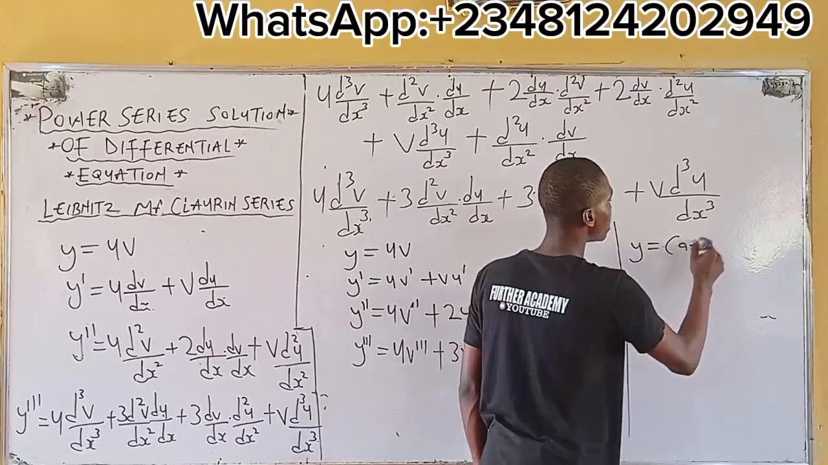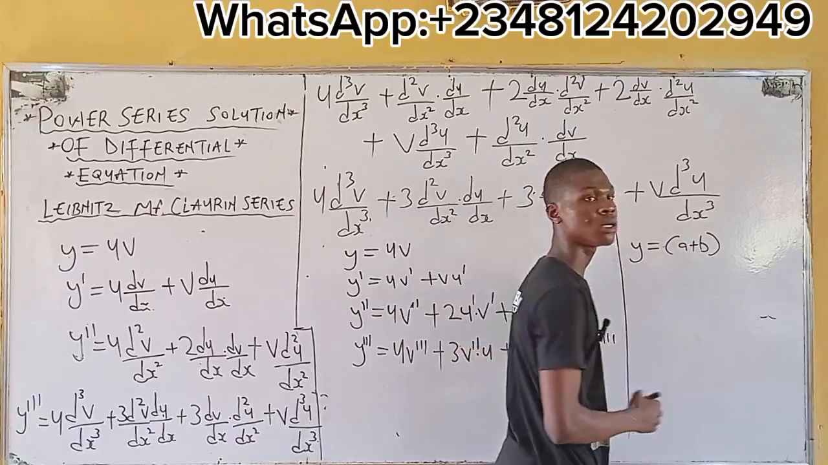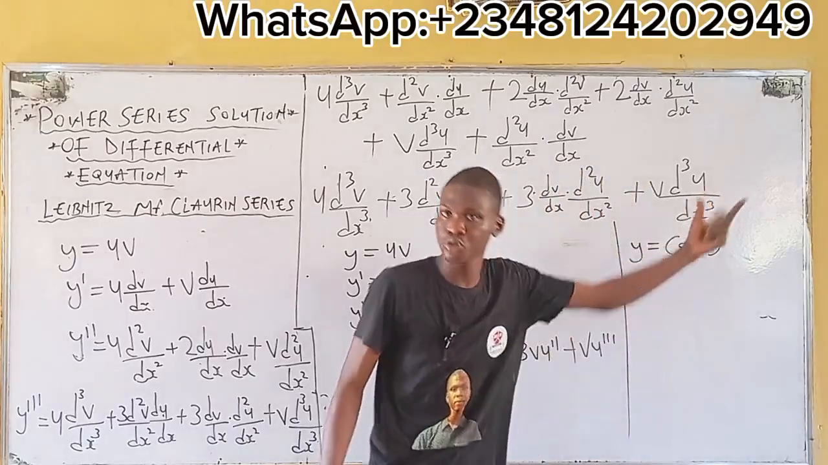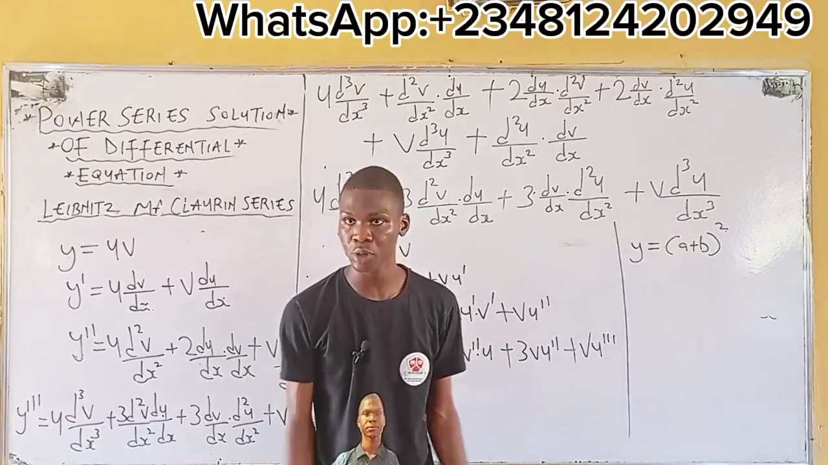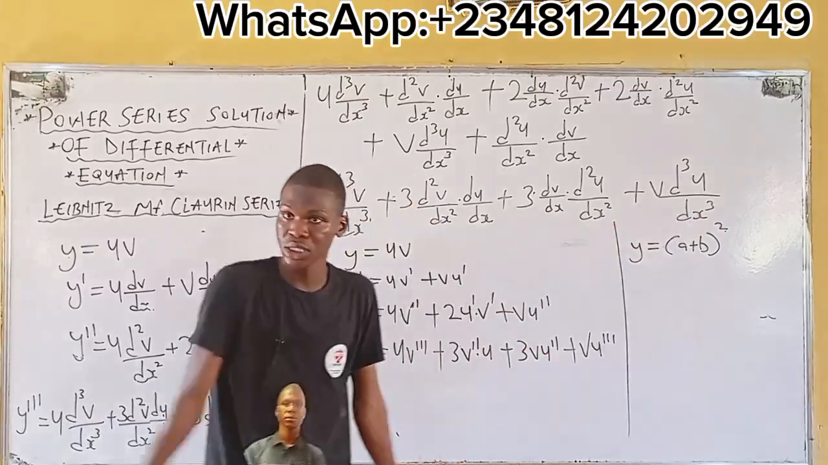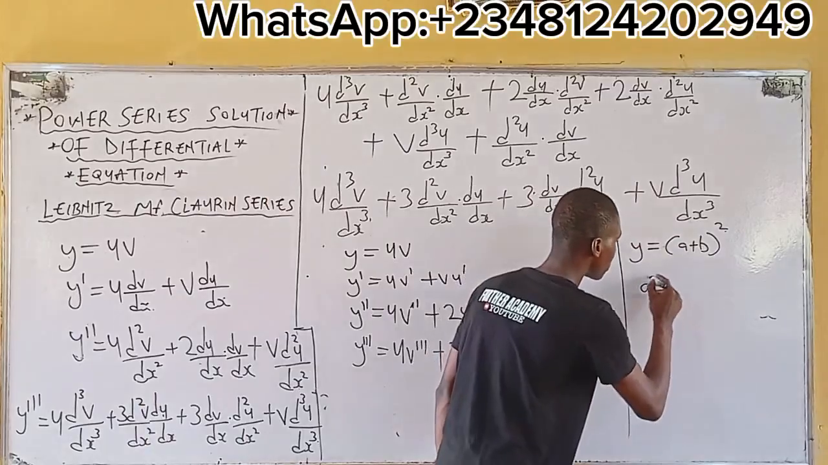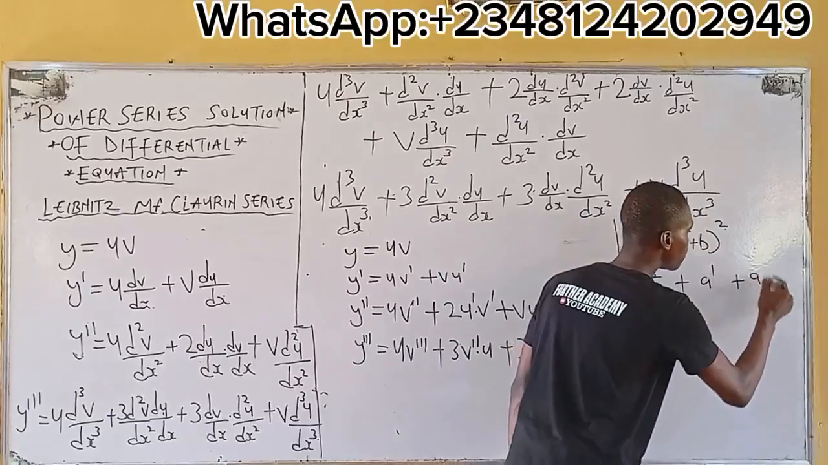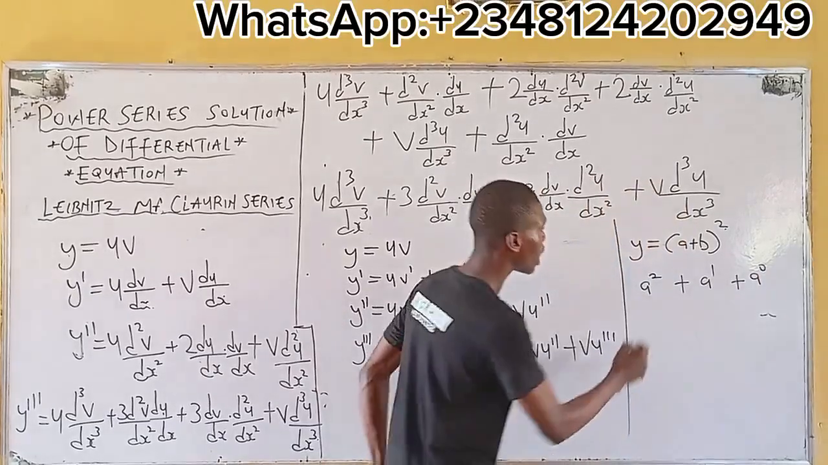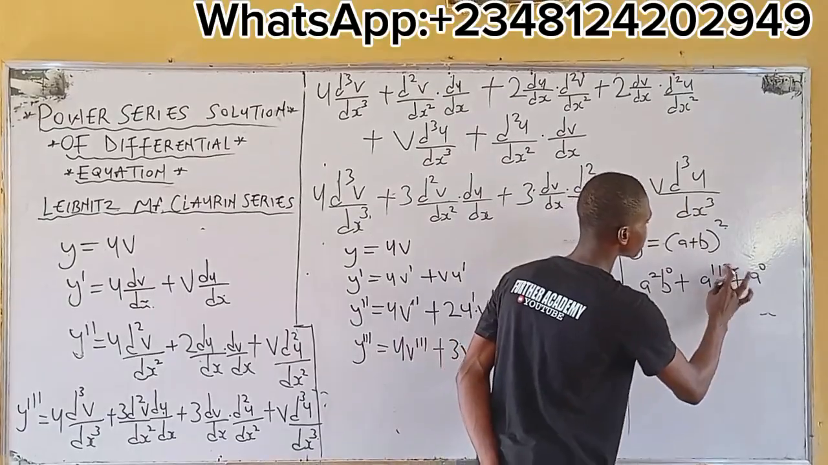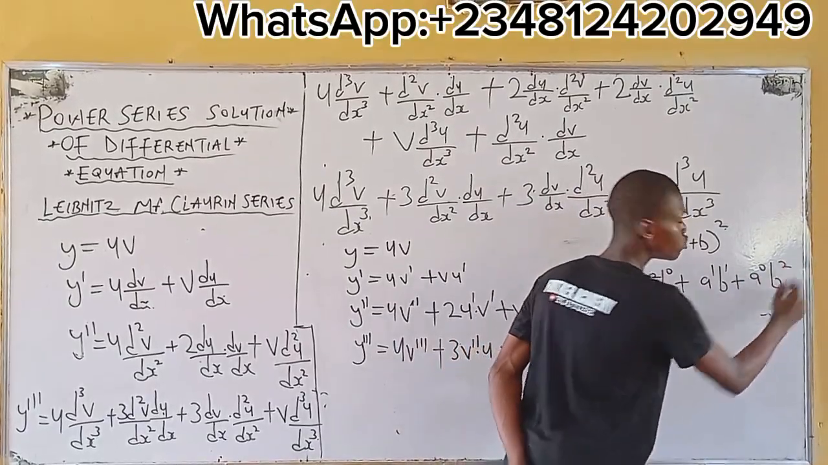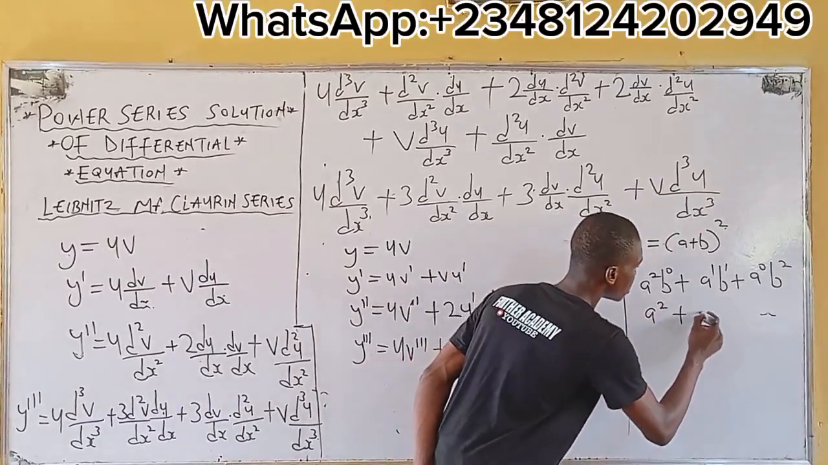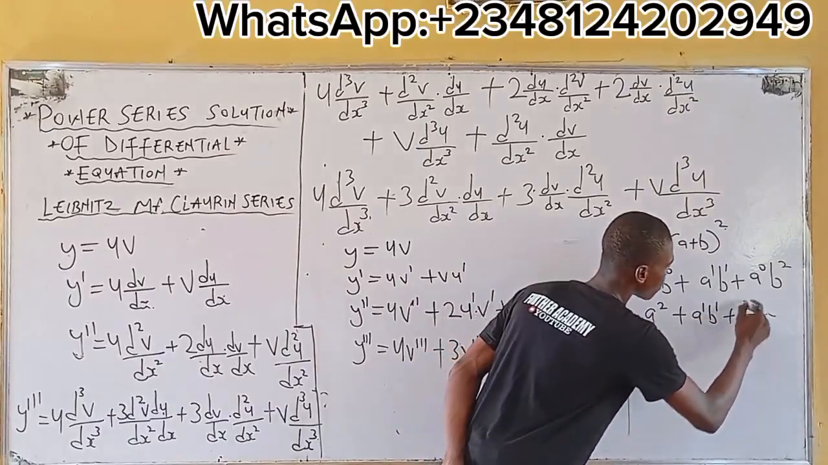By binomial expansion, say you have y equals to a plus b all raised power of 2. I want to expand this using binomial expansion. A is increasing while b is decreasing. It becomes a square plus a raised power of 1 b raised power of 1 plus b raised power of 2. What do I have? a square plus a prime b prime plus b square.